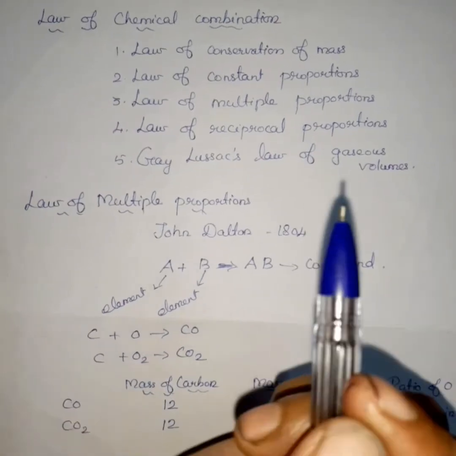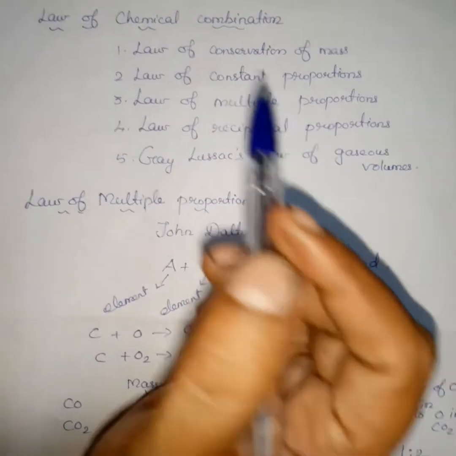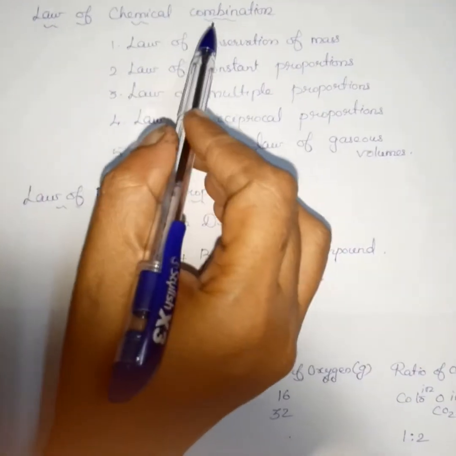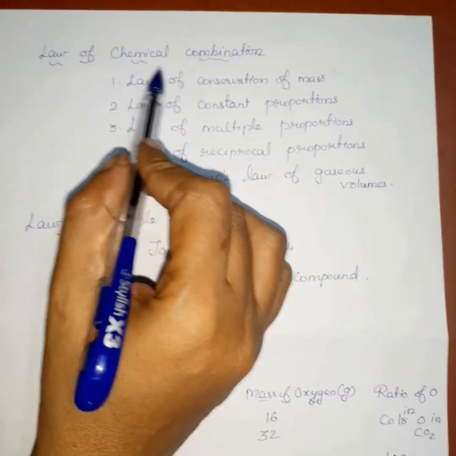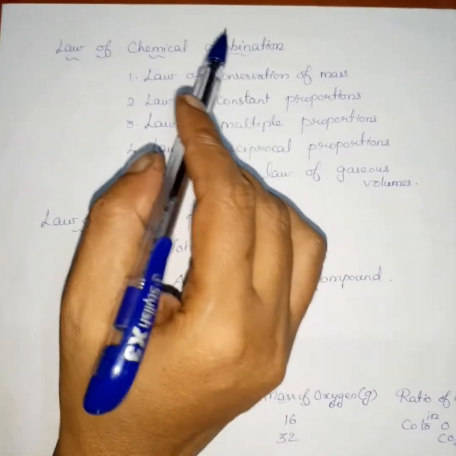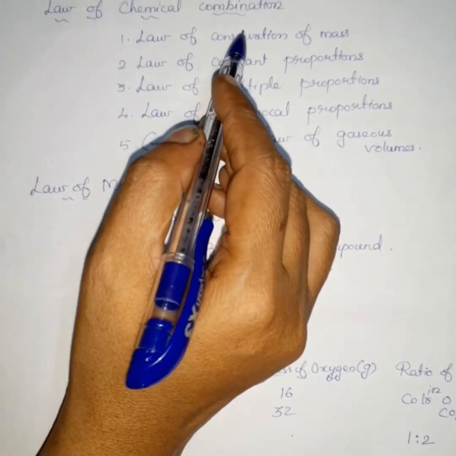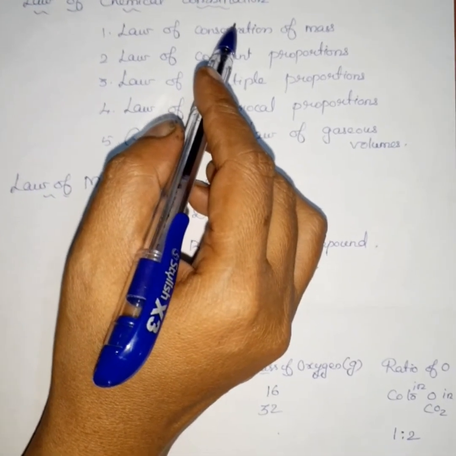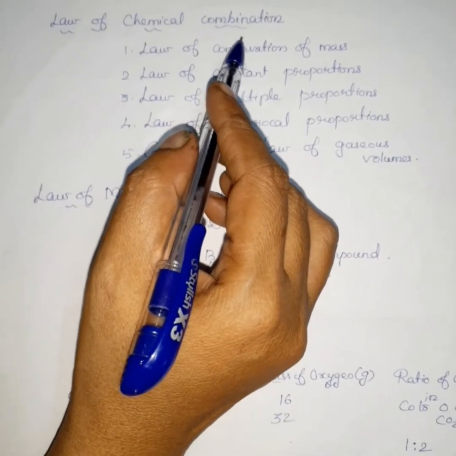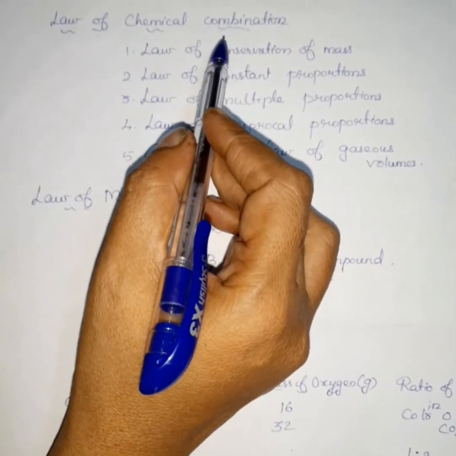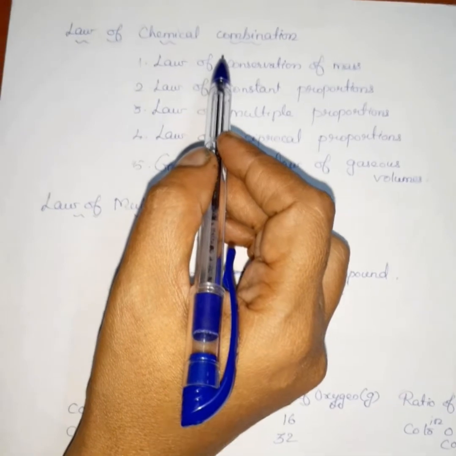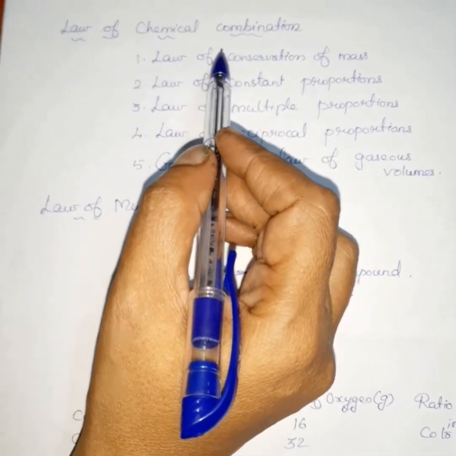Students, next we are going to learn the topic, law of chemical combination. What is called the chemical combination? A chemical reaction takes place according to certain laws, which are called laws of chemical combination.